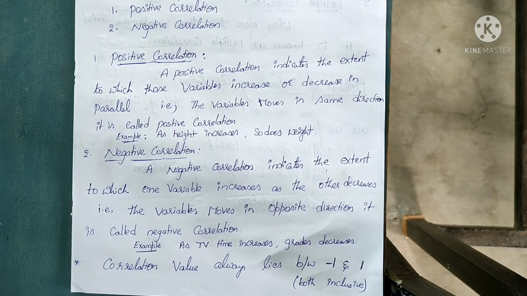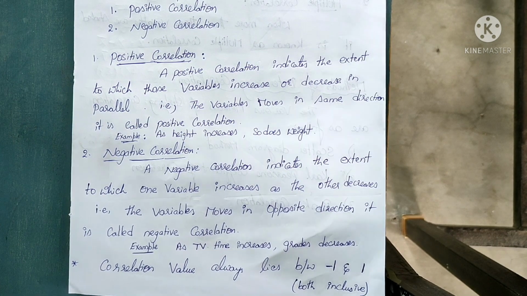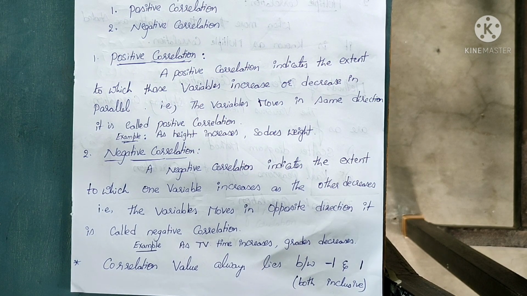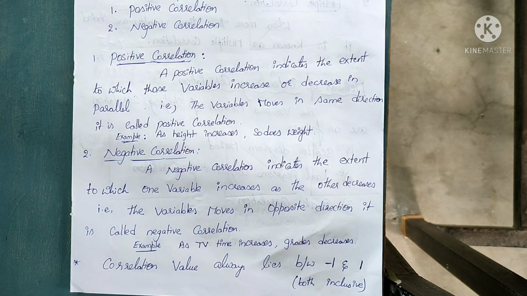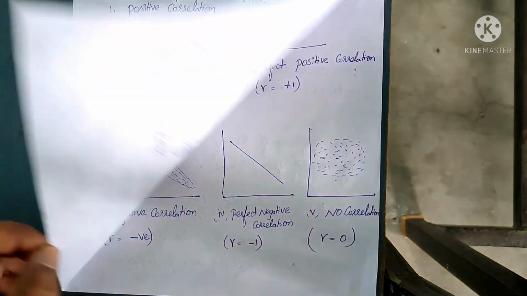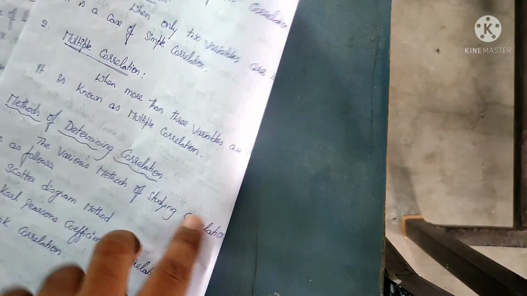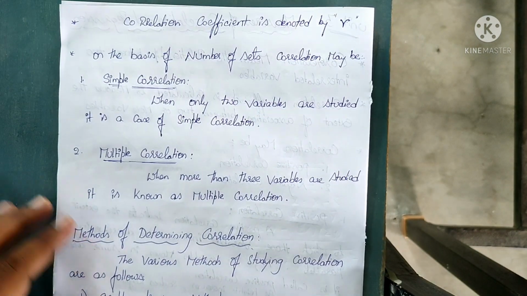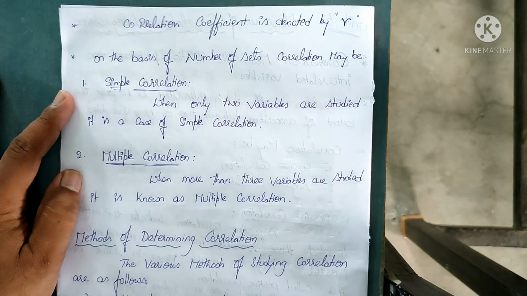Next, correlation value always lies between -1 to 1. That is, all the answers we get in correlation analysis and regression analysis will lie between -1 to 1. So 0.9, 0.8, all the answers will be in between -1 to 1. Correlation coefficient is denoted by small r.